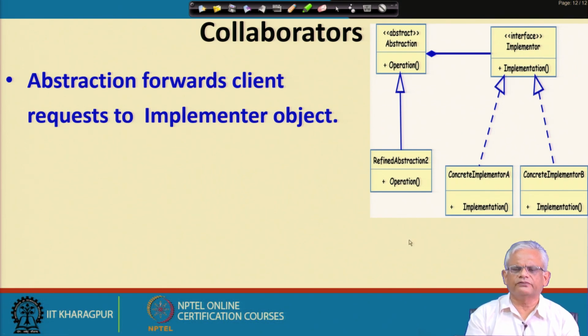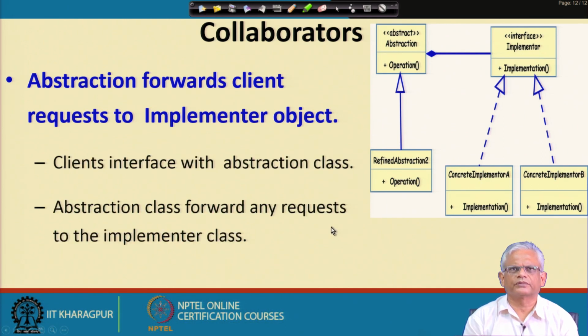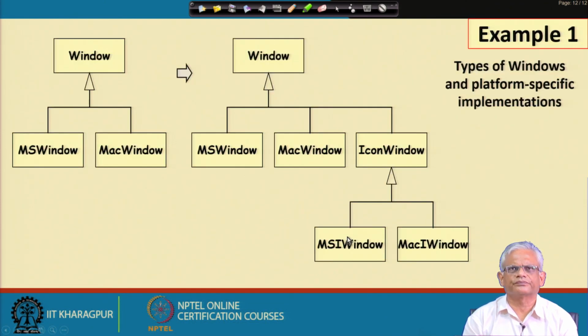Here, as the client invokes a method on the abstraction, it may do some work and also, if necessary, forward to the implementer object, the correct implementer object. The clients only interface with the abstraction class, they do not interface with the implementation class, and the abstraction class forwards any request to the implementer class.